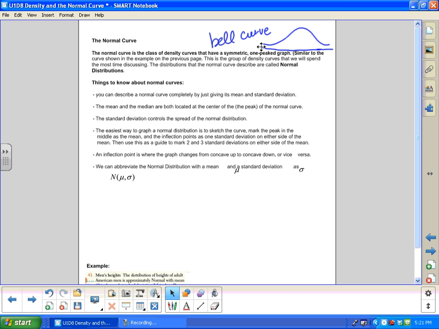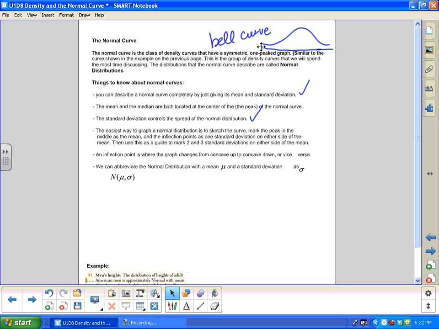Because the normal distribution is always going to have one single peak and be symmetric, there's a lot of things that you can tell just by giving the mean and the standard deviation. You can completely describe a normal curve just by giving its mean and standard deviation. Obviously, if it's symmetric, they're both going to be in the middle. The bigger the standard deviation, the wider, more spread out a normal curve you have. And then we'll talk about how to sketch them. A way that we can abbreviate a normal curve, I'm not quite sure why this looks like this.